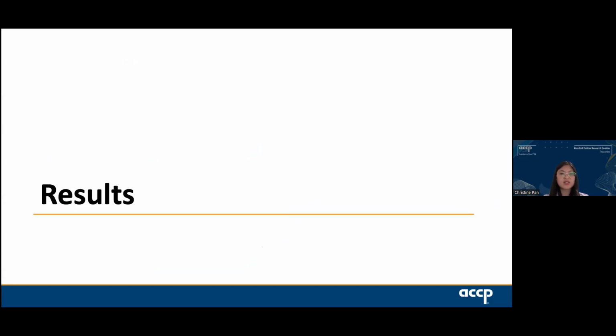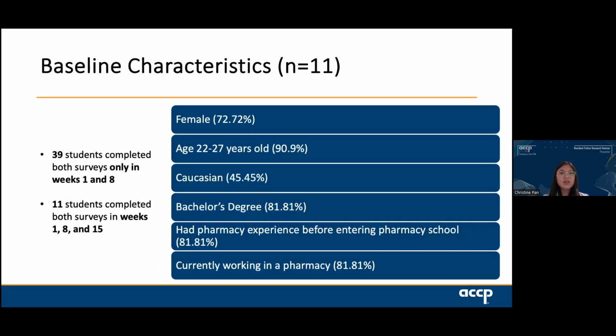Now I'll move on to the results. 11 students completed both surveys in weeks 1, 8, and 15. Out of these 11 students, most were female, ages 22 to 27, Caucasian, already held a bachelor's degree, had pharmacy experience before entering pharmacy school, and are currently working in a pharmacy.